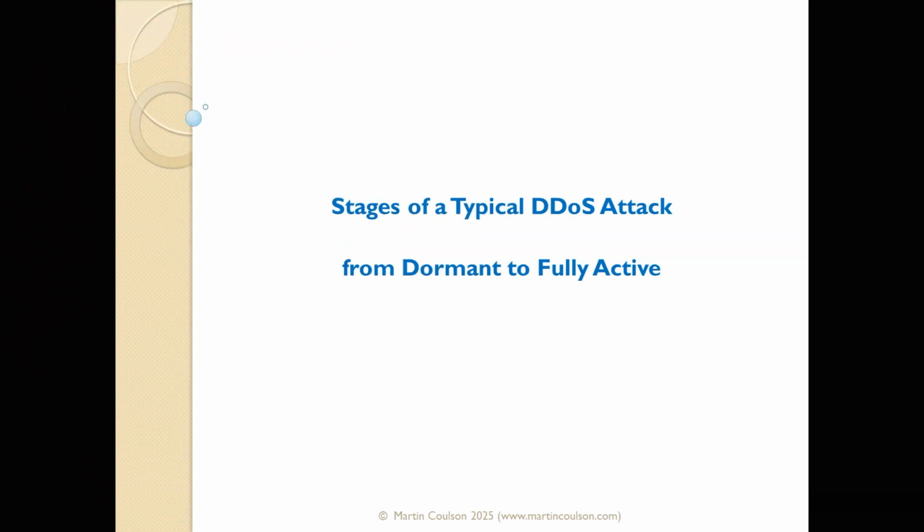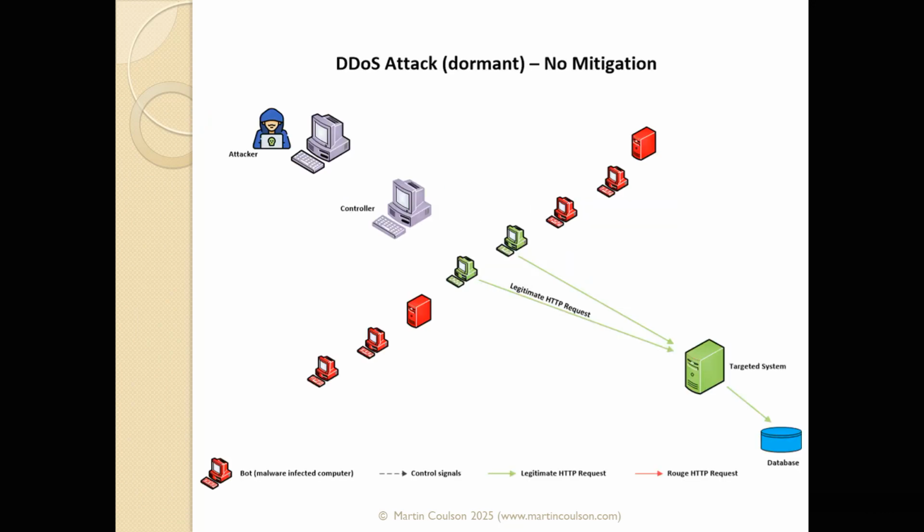Now, let's visualize the stages of a DDoS attack, going from fully dormant to fully active. The overview now displayed shows the components of a DDoS attack, whilst the DDoS attack is in its dormant state. In the top left-hand corner, we have the attacker. Next, moving from left to right, we have a controller computer. This computer is typically primed to instigate the DDoS attack, and typically sits waiting for a go command from the attacker.